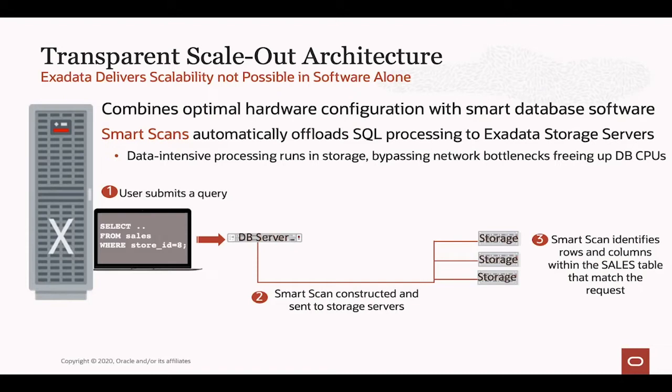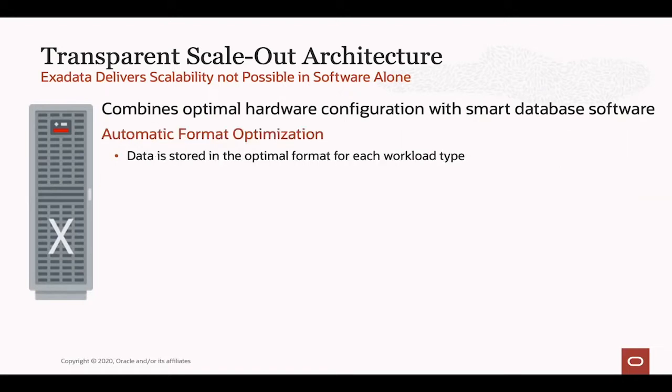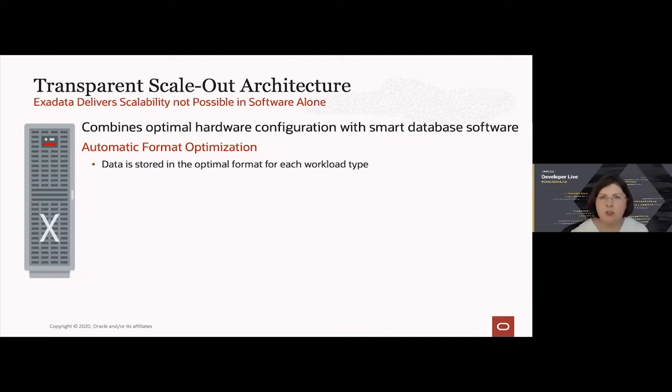And once that information has been sent back to the database server, it'll consolidate the results and return them to the end user. So, like I said, really offloading a chunk of the heavy data processing to the storage servers, freeing up the CPU resources on the database to do other work and minimizing the number of round trips we need to make. Now, another key advantage we get from our Exadata infrastructure is the fact that it will store the data in the most optimized format for the given workload type.